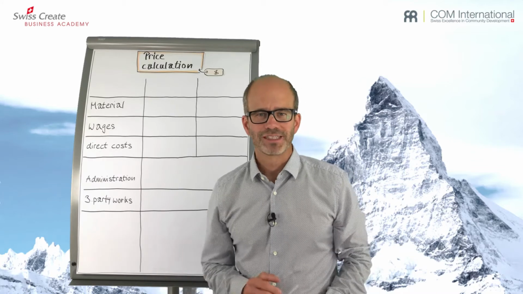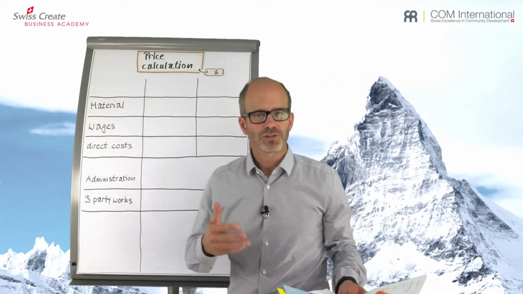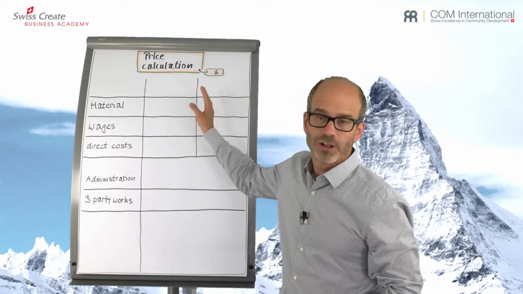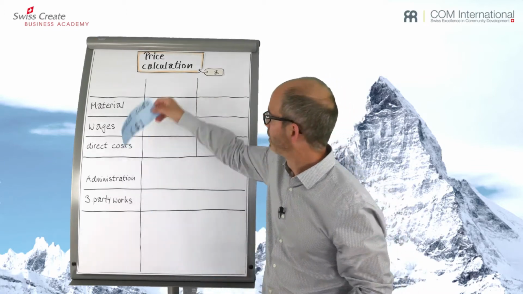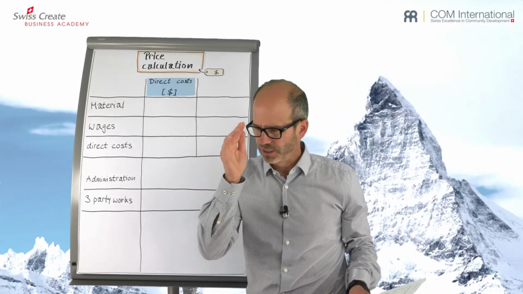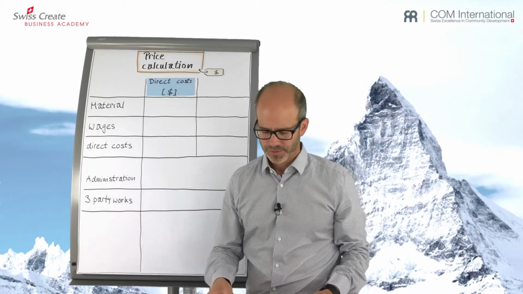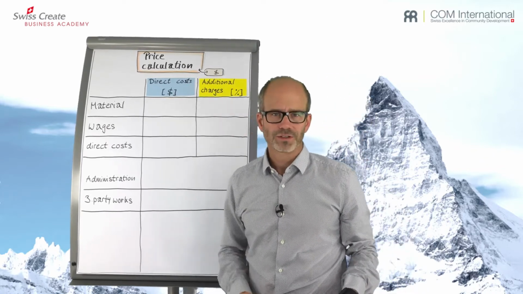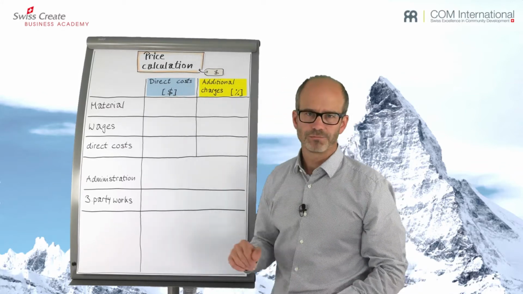Let's talk about the price calculation, the system. I would like to introduce the system, how it also works in the SwissCreate Business Manager. First of all, we have two kinds of cost systems. First, you have direct costs, where you can measure and you know the price of each specific element. And the other possibility is you don't know the exact specific price and you're working with percentages, with charges.